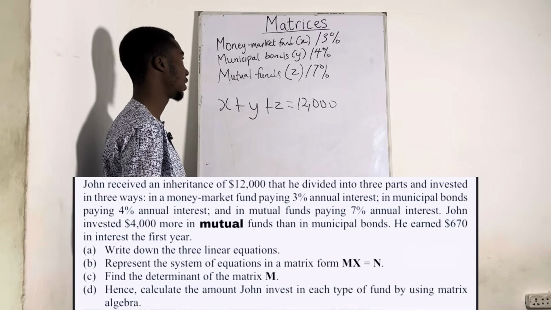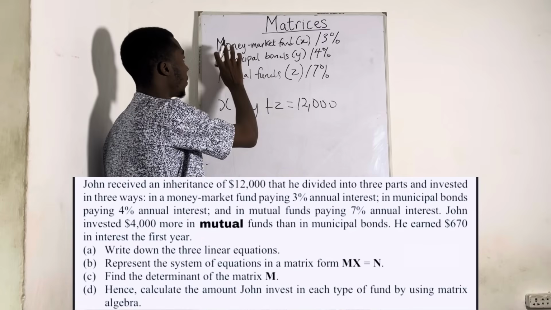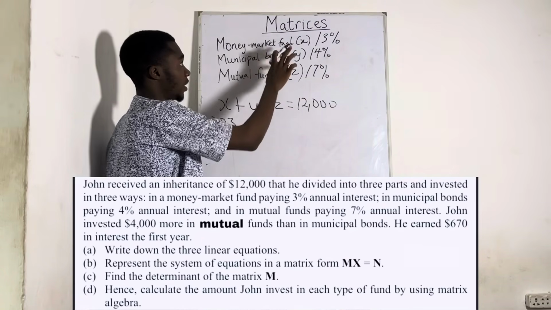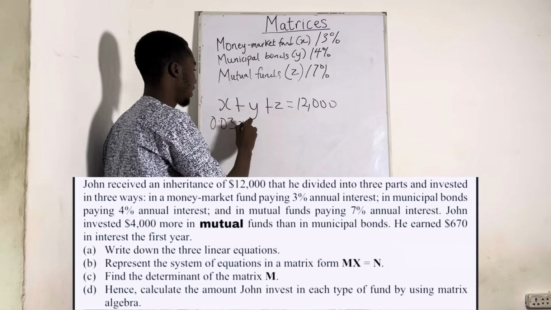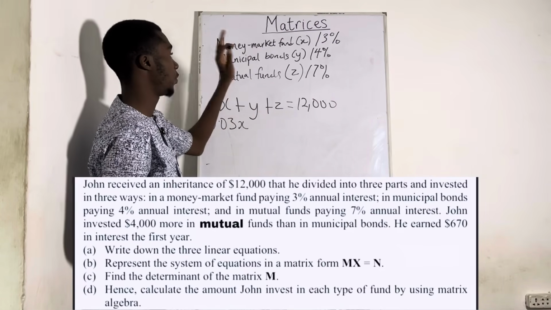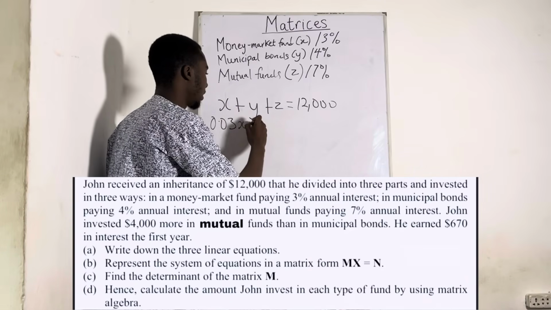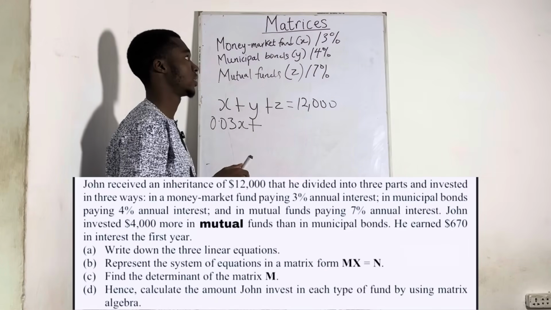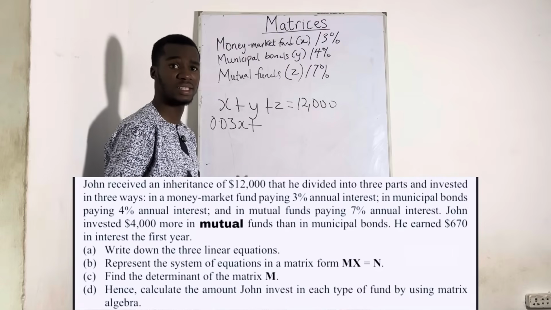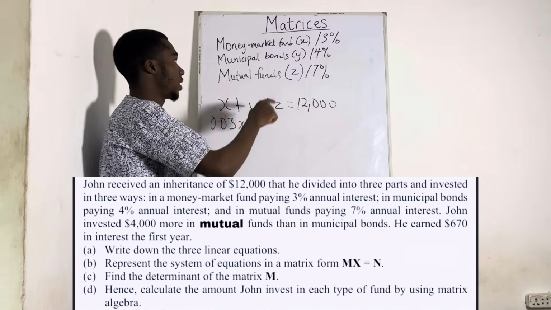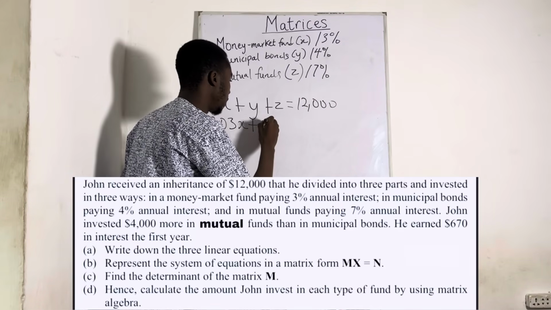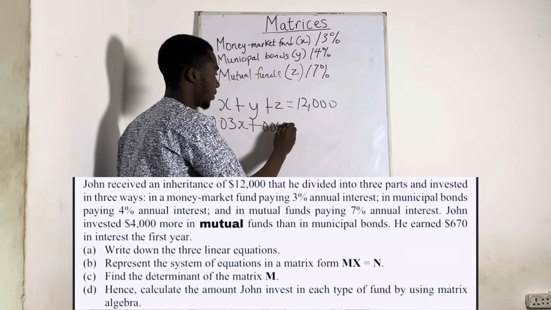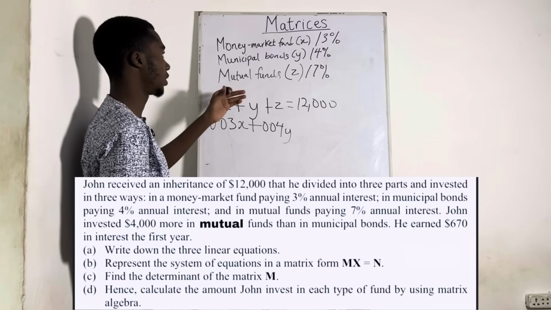So to get our second equation, we are getting the money market fund, which is 0.03. That one is for the money market fund. So 0.03x, because anywhere we see money market fund, we put x there. Then plus the municipal bonds, which is 4%. So 4 over 100. Anytime they give you a percentage in this question, you divide it by 100. So 4%, which is 4 over 100, will give you 0.04. And that's for municipal bonds. So why y? Because we decided to represent the municipal bonds by y.